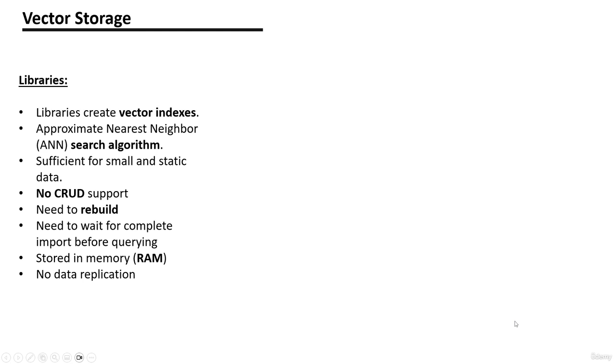A library like FAISS is sufficient for small, static data. However, vector libraries lack properties that databases have, such as cross-support or disk storage. The index must be completely rebuilt from scratch each time there are changes in the data. The choice between a vector database and a library depends on the frequency of changes in the data and whether you need all the properties of a complete database.